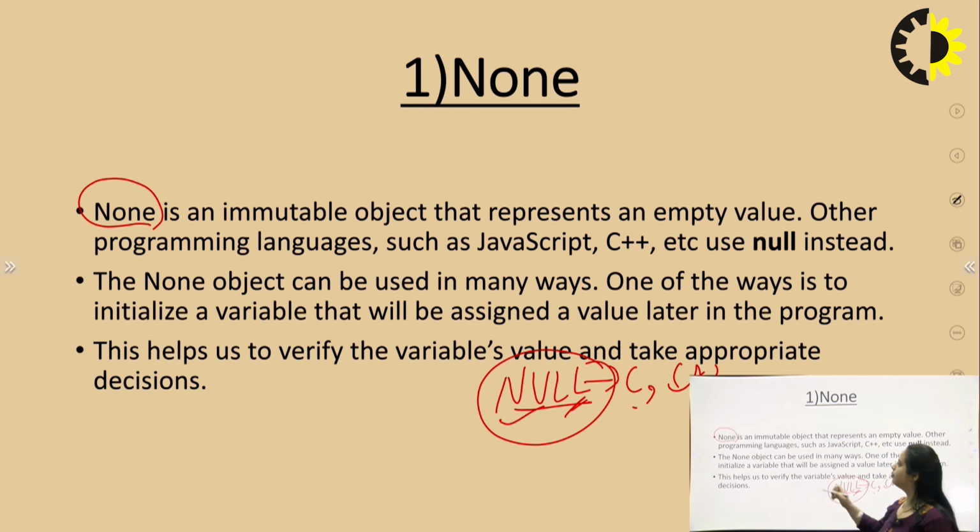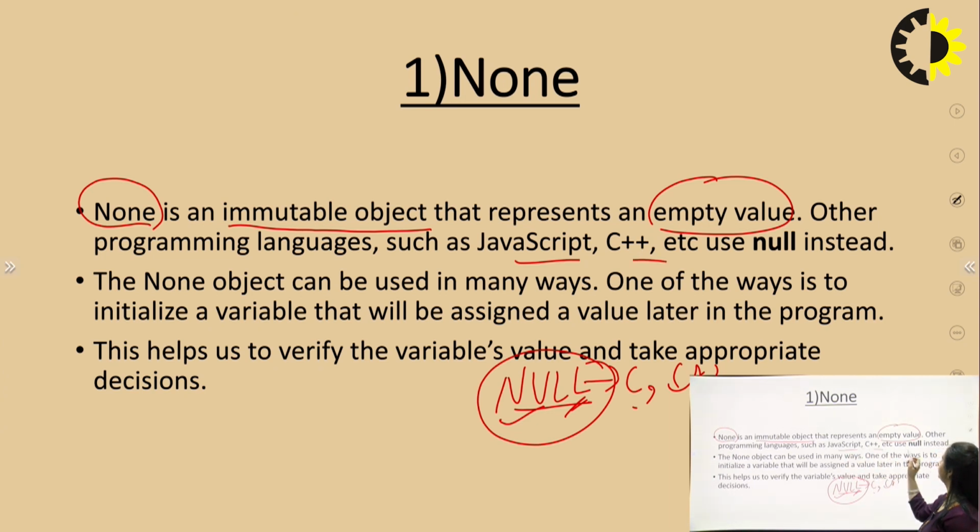None is an immutable object that represents an empty value, that I have missing values. Other programming languages such as JavaScript and C# use null instead of None. The None object can be used in many ways. One of the ways is to initialize a variable. We can initialize a variable with the help of the None value that will be assigned a value later in the program. This helps us to verify the variable's value and take appropriate decisions on the basis of null.